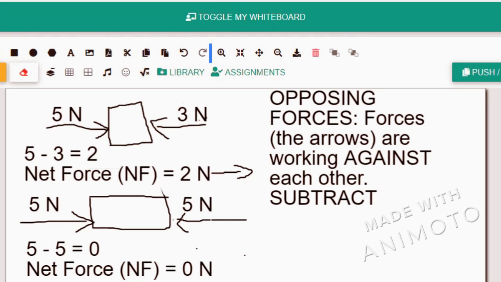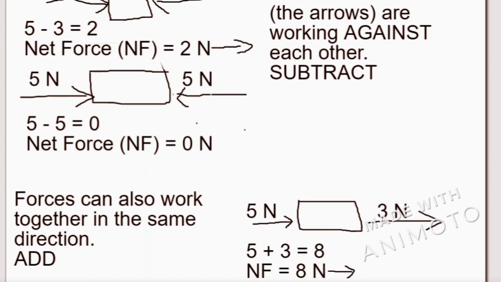The last thing I need to do in my answer is show what direction the box is going to end up sliding. And it's going to end up sliding where the bigger force was, right? 5 newtons was bigger than 3 newtons. So the box is going to end up sliding the direction that the bigger number was pushing it or pulling it. Okay?